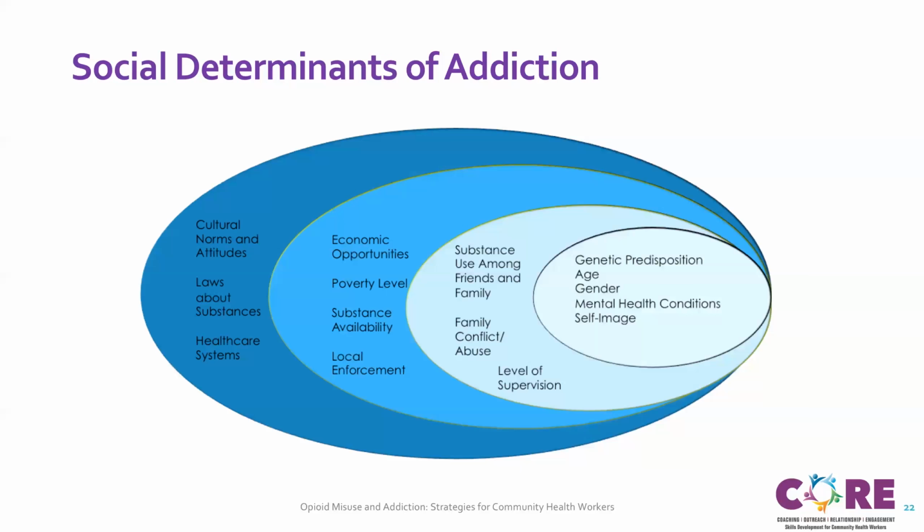So you have these individual factors, things that I labeled over here like genetic predisposition or age or mental health conditions. And those are only part of the story. You also have these much bigger community factors, these societal factors, laws surrounding substances, and cultural norms and stigma. And all those together are contributing to whether or not people are using these drugs.